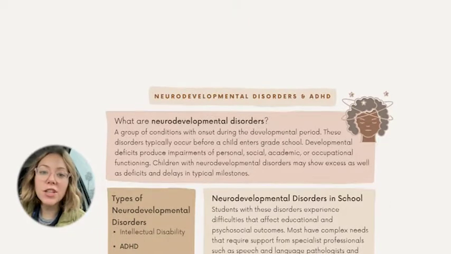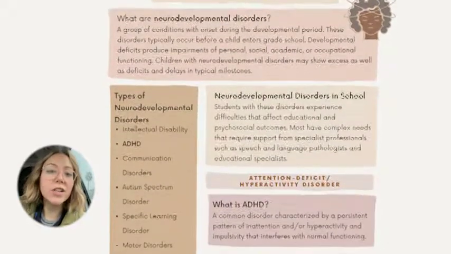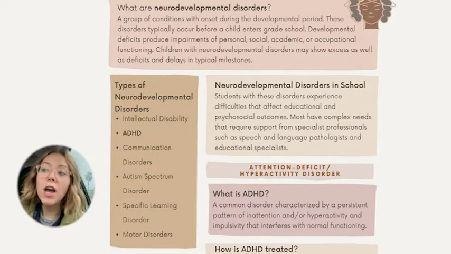A quick definition: they are an umbrella category of a group of conditions that typically occur during a developmental period before the child enters grade school. There are different types: intellectual disabilities, communication, autism spectrum disorder, specific learning disorder, or even motor disorders. We're going to mainly be focusing on ADHD today.